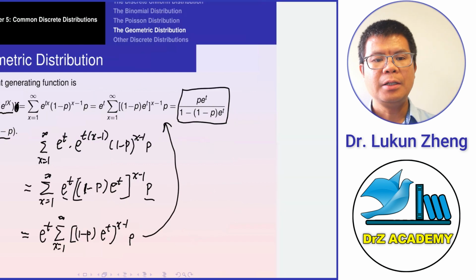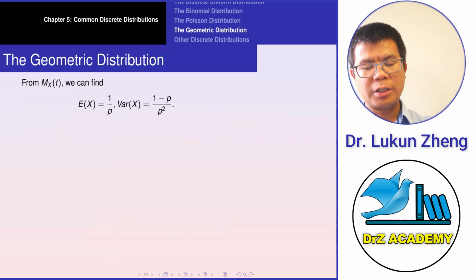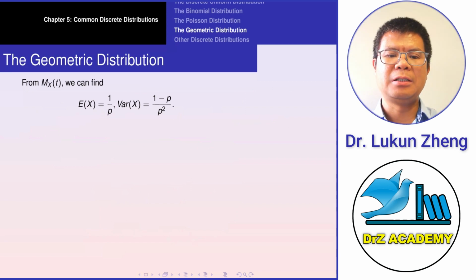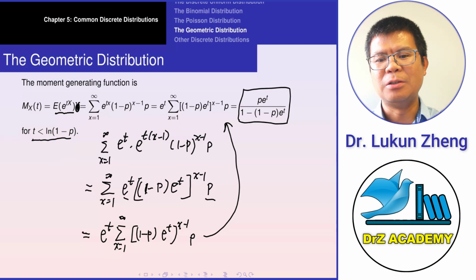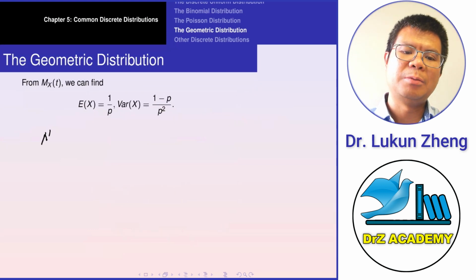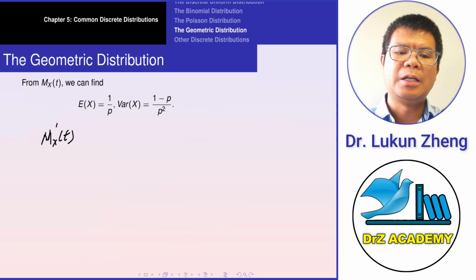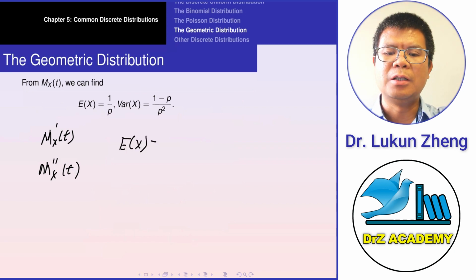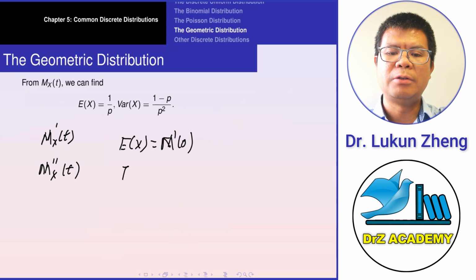Now from this moment generating function, we can find that the expectation is 1 over P, and the variance is (1 minus P) over P squared. I'm not going to do that here, but you can find M prime, the first derivative, and then find M double prime, the second derivative. So you will be able to find M prime of 0 and the variance.